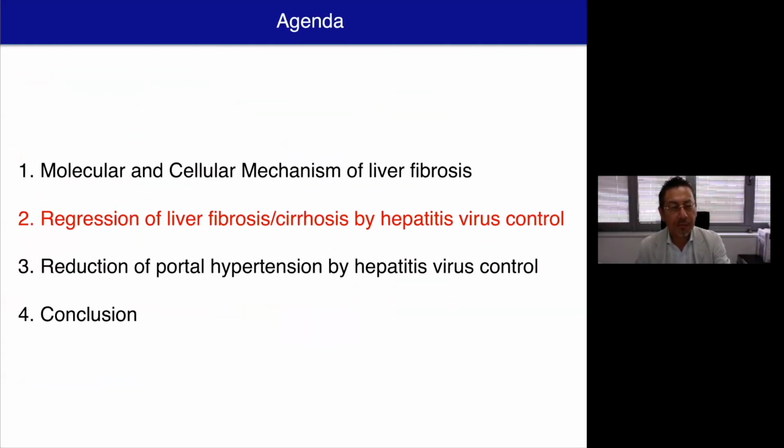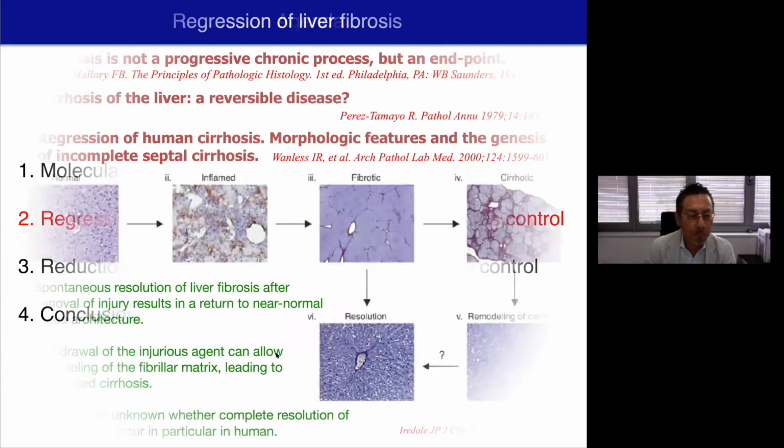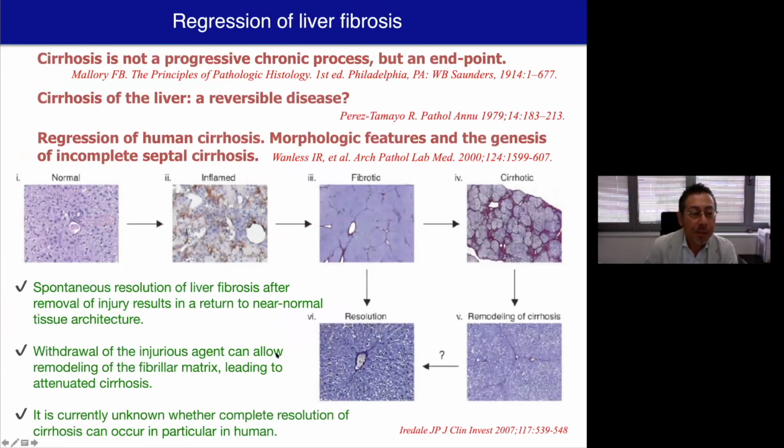So next, I will talk about regression of liver fibrosis and cirrhosis by hepatitis virus control. Cirrhosis was previously considered to be an endpoint of liver disease. However, recent clinical evidence has clearly clarified that withdrawal of the injurious agent can allow remodeling of the fibrillar matrix, leading to the attenuation of liver cirrhosis.